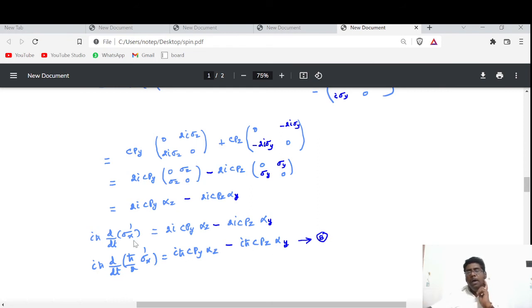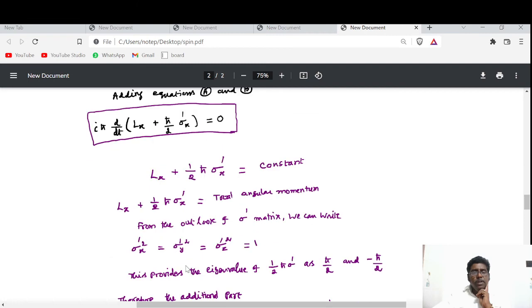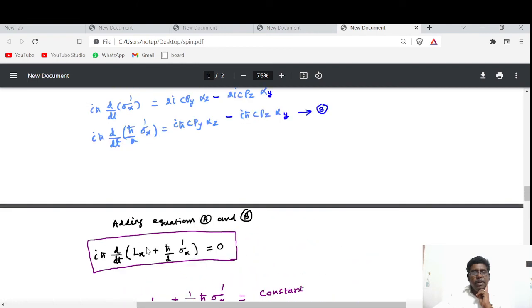Now, if you add equations A and B, the right hand side is equal to 0. The left hand side is i h cross d by dt of (Lx plus h cross by 2 into sigma x dash). But the right hand side is 0 because i h cross Cp_y alpha z has a positive sign in equation B, whereas in equation A it has a negative sign. The term i h cross Cp_z alpha y has a negative sign in equation B, whereas it has a positive sign in equation A. So the right hand side is 0.